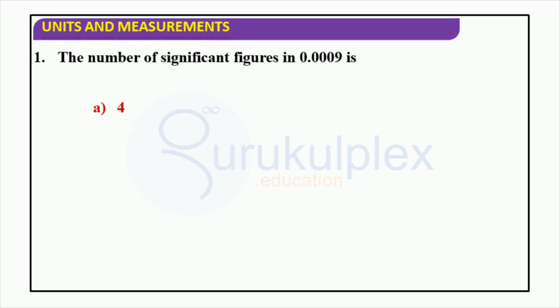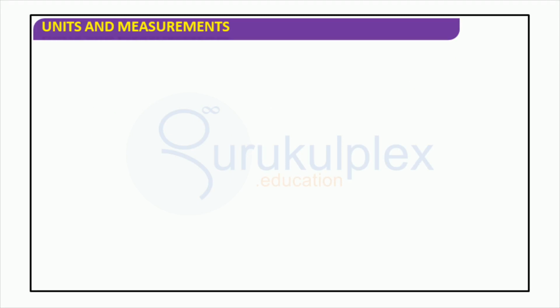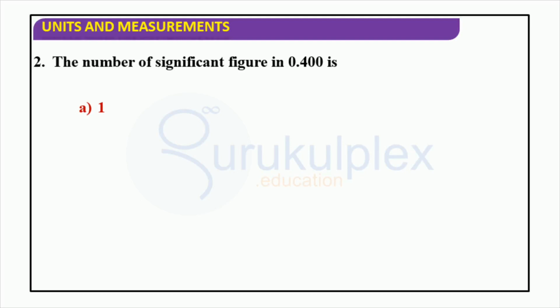The answer to this multiple choice question is B, 3 inches. This is due to the fact that 0.0009 has 3 significant figures, since the trailing zeros are not taken into account when determining the value of the number. Answer. Option B, 2 is the correct answer for this question.